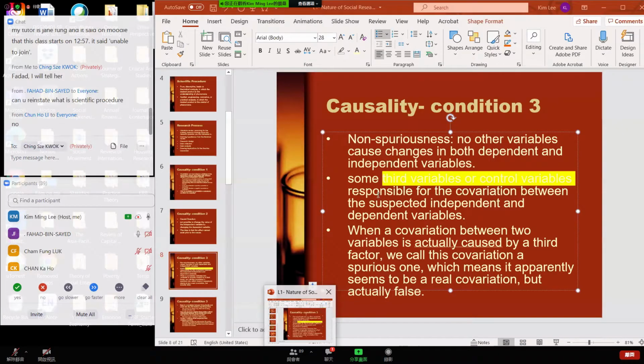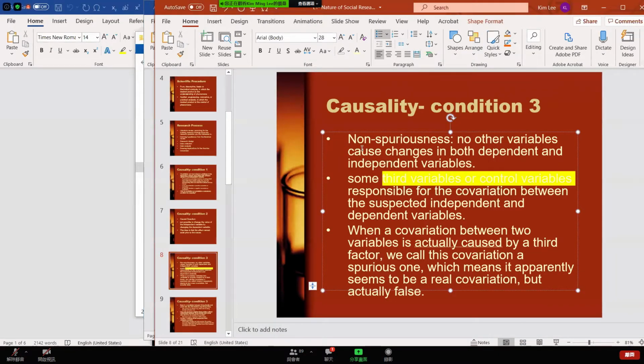Why do we do that? All because of this: we need to establish the so-called non-spuriousness. Spurious means wrong, non-spurious means not wrong. So we need to make sure there is no other variable causing the covariation we observe between the independent and the dependent variables. We try to eliminate as many third variables as possible. This is why it is difficult to establish a valid causality, because you need to eliminate a lot of control variables, a lot of third variables.